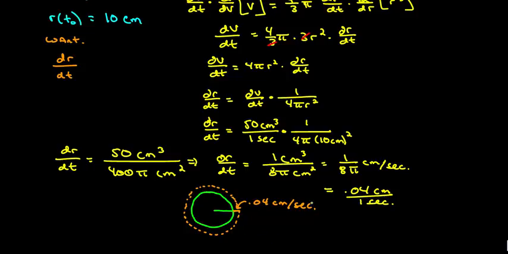I mean, this is an instantaneous rate of change, so it doesn't increase at that same rate over that whole second, but it gives you an idea. So we're increasing our radius. A good approximation is our radius is going to go to 10.04 centimeters in that 1 second that the volume increases by 50 cubic centimeters per that second.